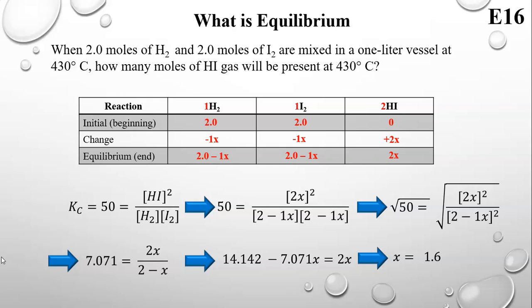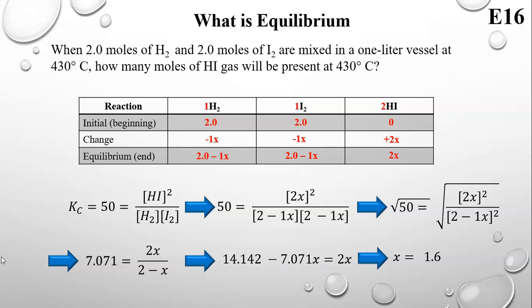And now to solve for that, you just take the square root of both sides. Square root of 50 is 7.071, and the square root of the right side is just going to be 2x over 2 minus x. I left off the 1 in front of the x in that case, it's not necessary. So now it just simply becomes an algebraic equation, multiply both sides by 2 minus x, and do whatever you need to do to solve for x, and you end up with x equals 1.6.